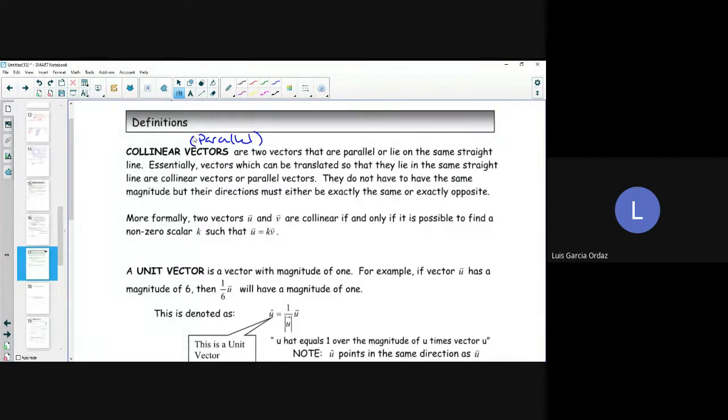Essentially, vectors which can be translated so that they lie in the same straight line are collinear vectors or parallel vectors. They do not have the same magnitude, but their directions must be exactly the same or exactly the opposite. So more formally, two vectors, vector u and v, are collinear if and only if it is possible to find a non-zero scalar k such that u is equal to k times v.